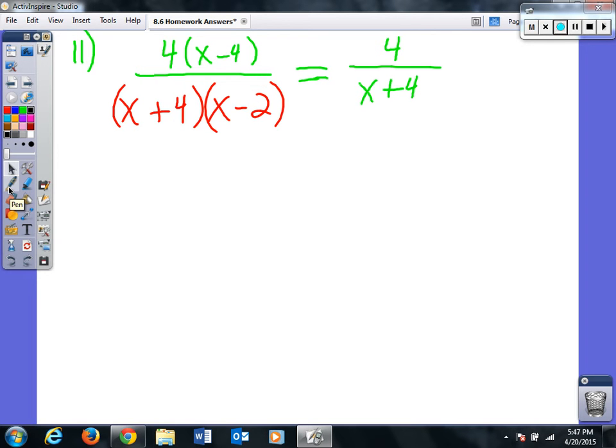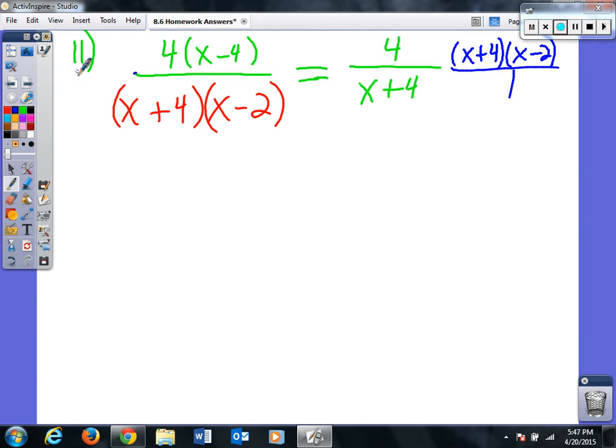All right, now we can see we have an x plus 4 on the bottom of each fraction. But on the left side, we also have an x minus 2. So let's multiply both sides by x minus 2 in order to cancel that out. But we're also going to want to multiply by the x plus 4. So we want to cancel out both of the denominators with an x plus 4. And then we can cancel out the left side with an x minus 2.